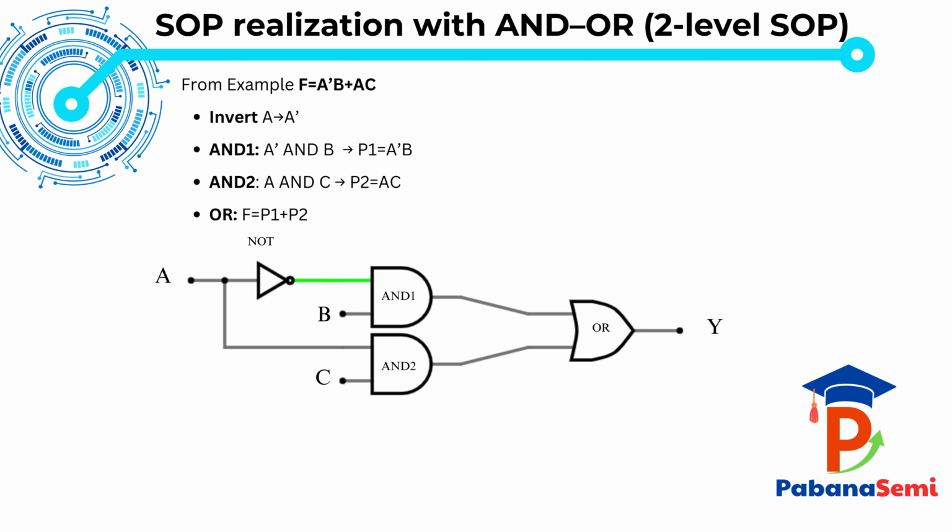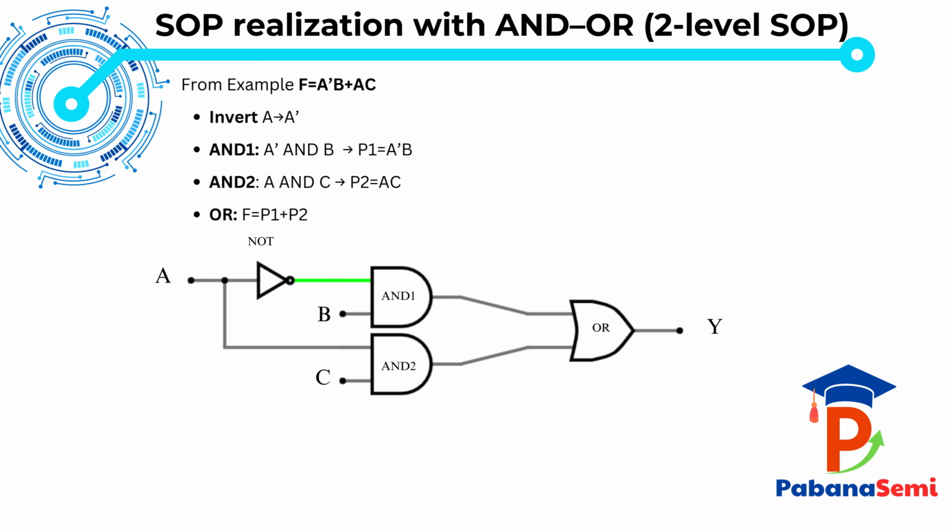Next, we build the first product term using an AND gate. AND1 takes A prime and B, so the output of AND1 becomes P1 equals A prime B. We build the second product term. AND2 takes A and C, producing P2 equals AC. Finally, we combine the two product terms using an OR gate. So, the OR gate output is F equals P1 plus P2, which matches our original expression.